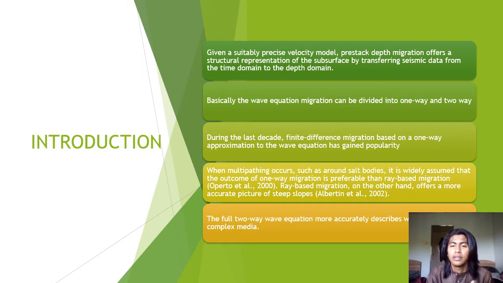During the last decade, finite difference migration based on a one-way approximation to the wave equation has gained popularity. As mentioned by Operator in 2000, when multipathing occurs, such as around salt bodies, it is widely assumed that the outcome of one-way equation migration is preferable to a ray-based migration. And Albertin in 2002 also mentioned that ray-based migration, on the other hand, offers more accurate pictures of steep slopes. And the full two-way wave equation more accurately describes wave propagation in a complex media.